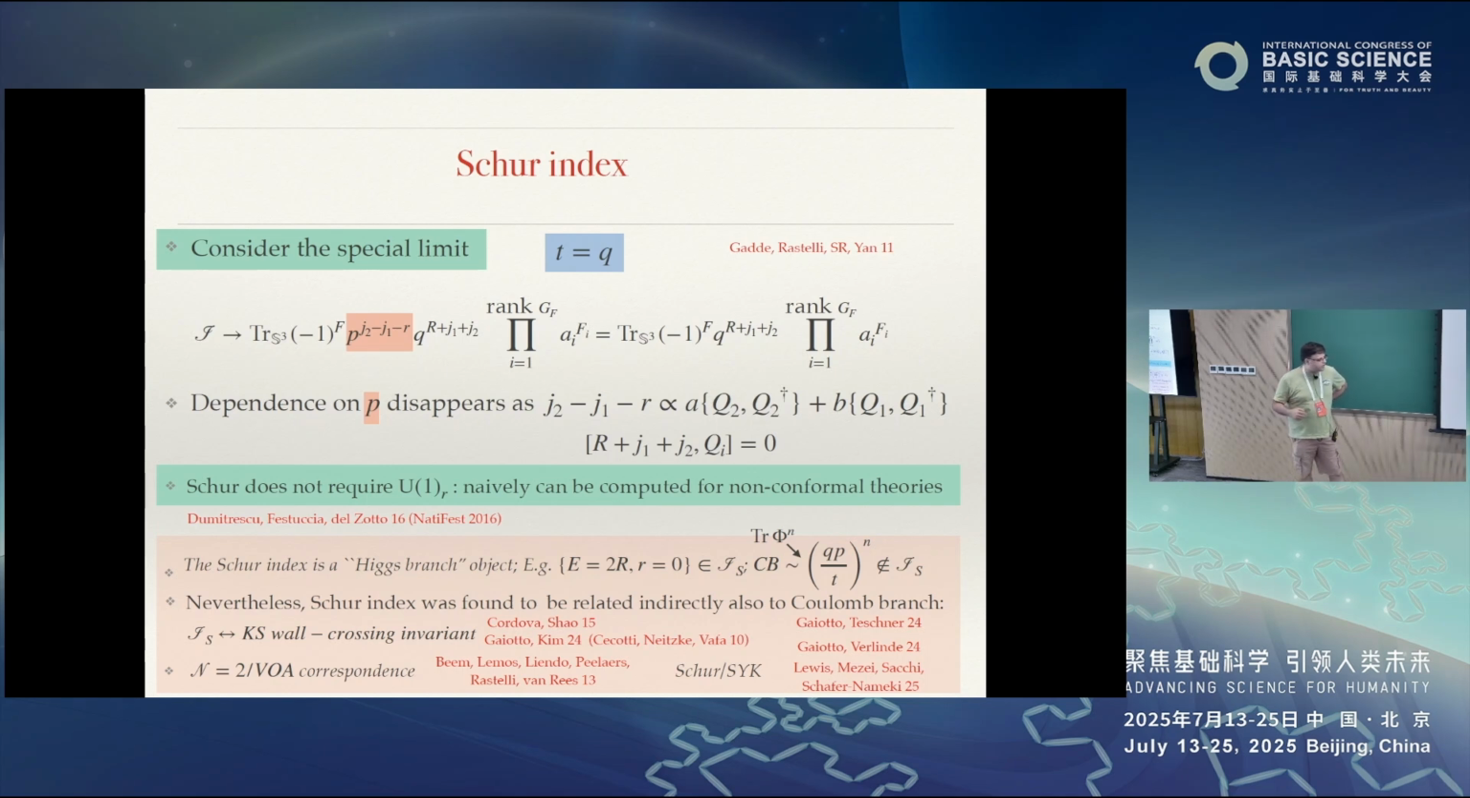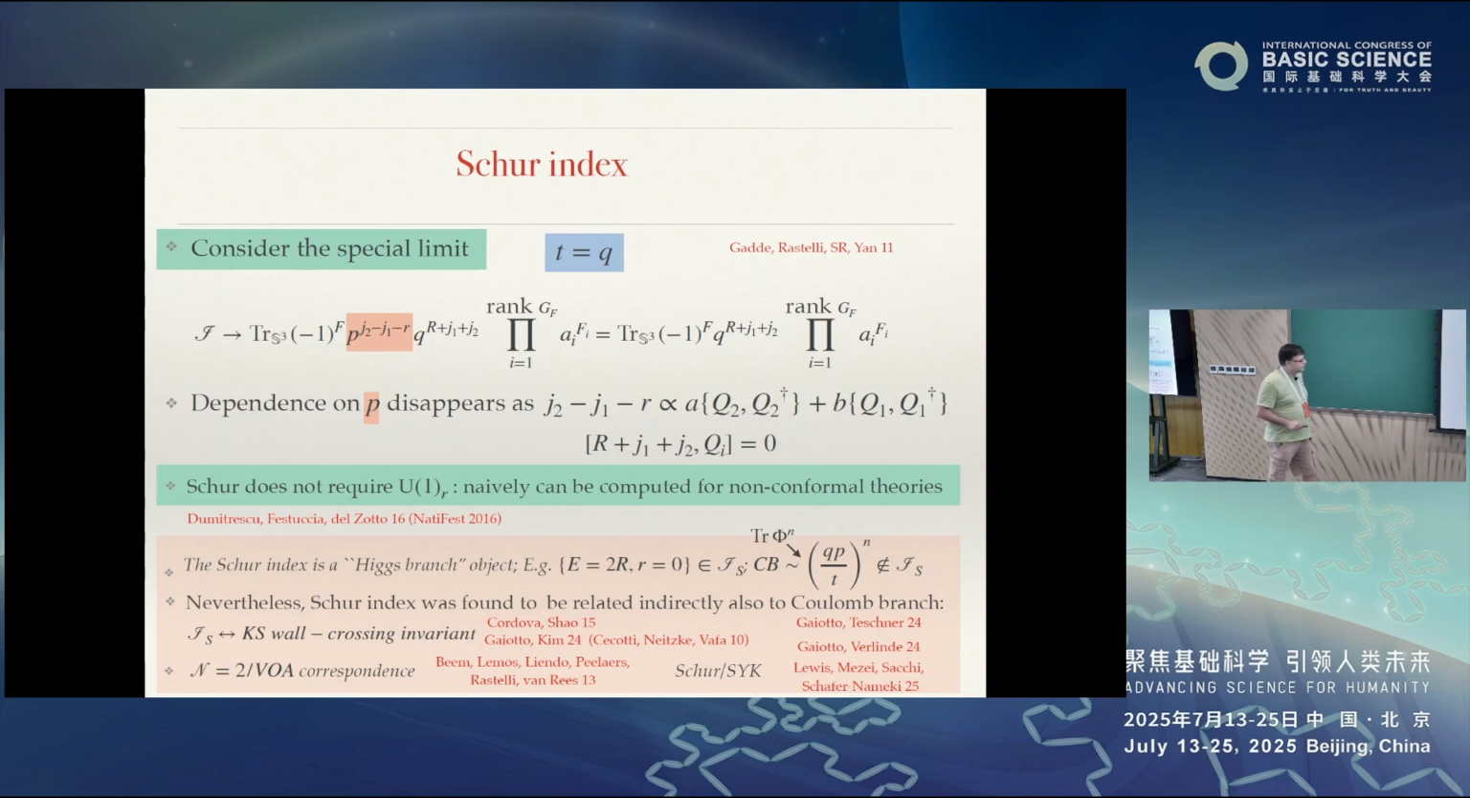Nevertheless, the Schur index was found to be indirectly related to the Coulomb branch. One such relation is due to Cordova and Shao originally. Interestingly, you can compute the Schur index by going on the Coulomb branch and computing something called the Kontsevich-Soibelman wall-crossing invariant, and it is exactly given by the Schur index that you compute at the CFT point. There are some understandings of this recently, but I will not go into this.